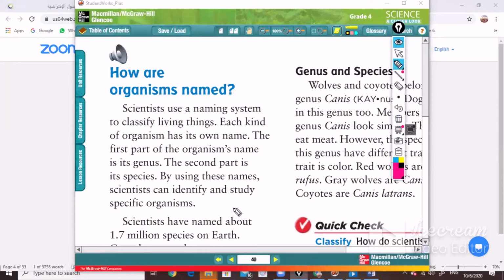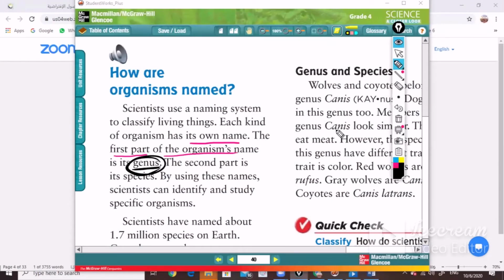Let's read the book. Here, guys, I will read quickly. The scientists use some systems to classify organisms. Each kind of organism has its own name. We don't have two organisms with the same name. No two organisms are alike in names. All organisms will be different. The first part of the name will be the name of the genus.